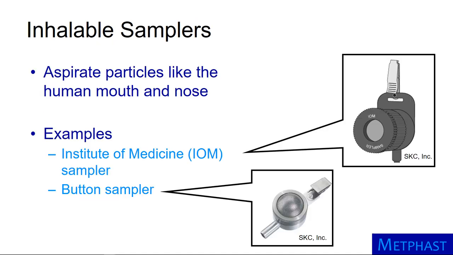Inhalable samplers follow the inhalable criterion that was shown in blue on the previous slide. They are designed to aspirate particles like the human mouth and nose. Examples of inhalable samplers are the IOM sampler that has an opening a bit like a mouth with the filter partially exposed. Another example is the button sampler that has a perforated metal sphere that provides more protection to the filter.